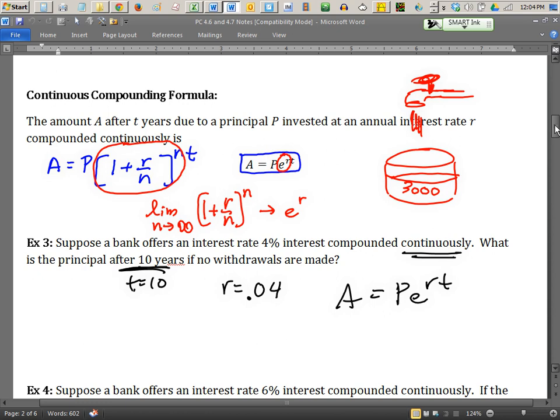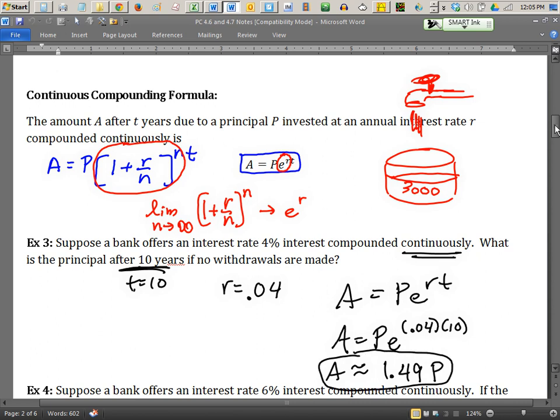The only thing it didn't give us is p, so I guess we'll just leave it in our answer. So A is p times e to the 0.04 times 10, which I typed in earlier, and I got 1.49 p. Now, I don't know what p is, but it looks like whatever you put in, if you wait 10 years, you'll have about 50% extra. So 1.5 in mathematics means a 50% growth. That's what it means. So just think of it as, if you wait 10 years, you'll grow your money by 50%. And then you can pick any P you want.